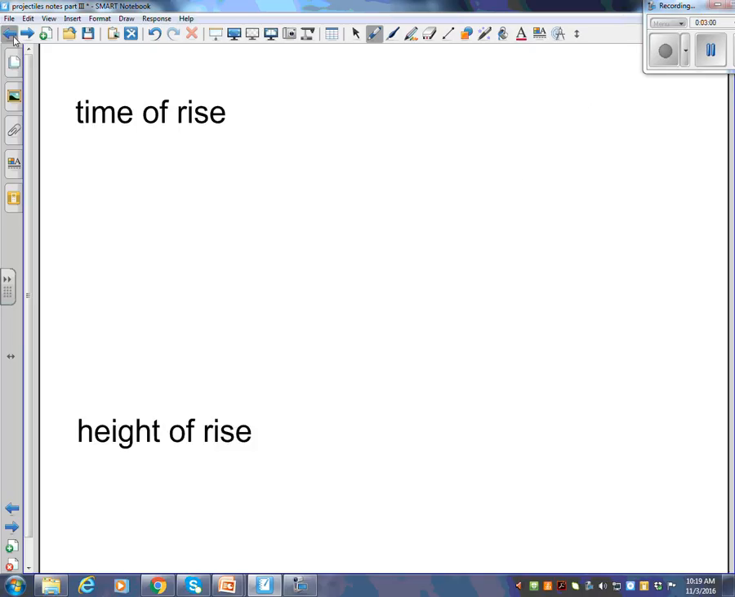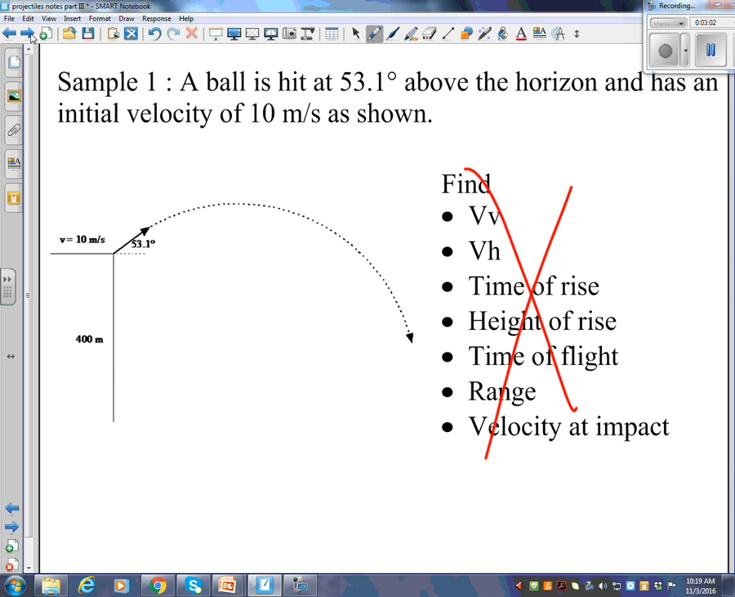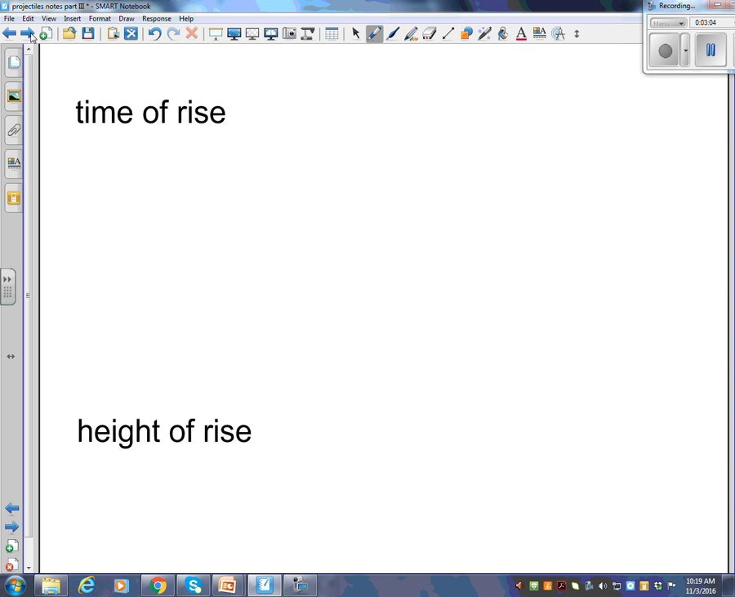Okay, next thing to find is the time of rise. I get up around 7 o'clock this morning. Little jokes, yeah. Well, because I usually get up around 6, but I stayed up late to watch the Cubs. So. Okay, time of rise.